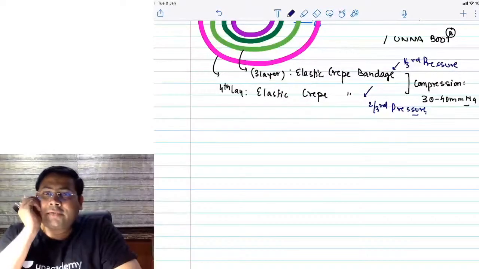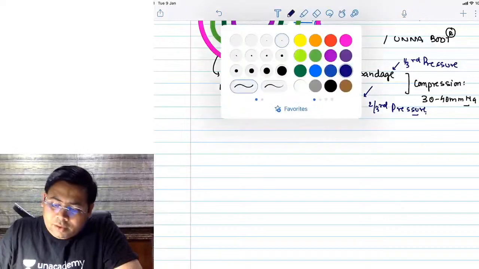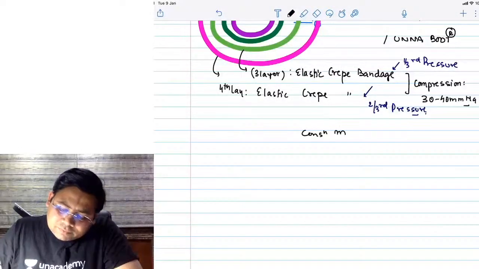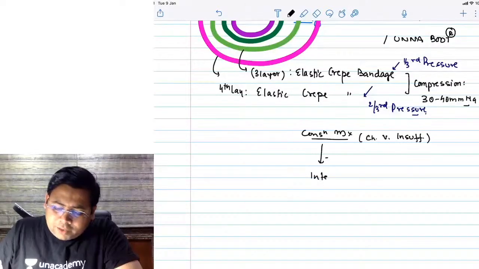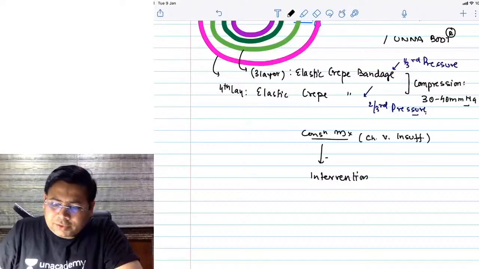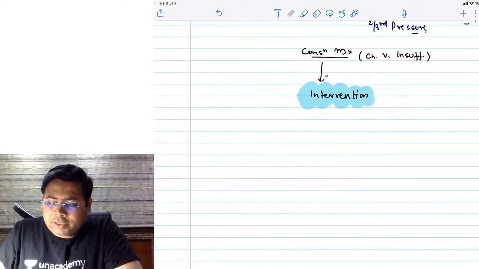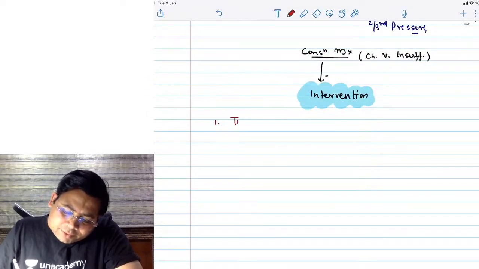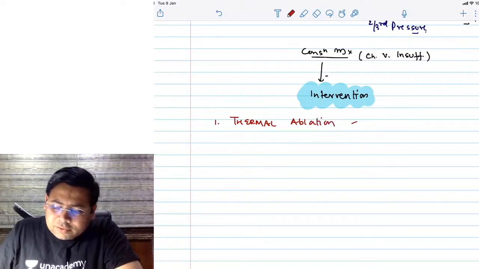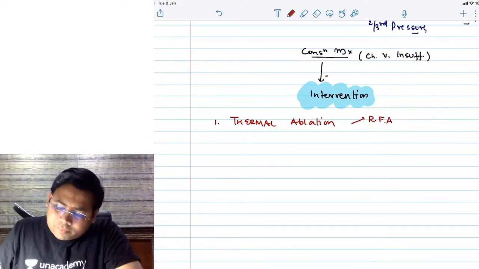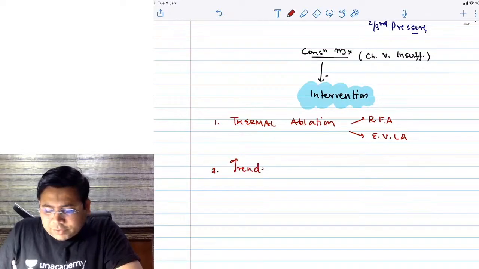Now, the next very important thing that we all have to understand: if this conservative management fails for chronic venous insufficiency, we'll plan what? Intervention. When you talk about intervention, there are three standard interventions that we do. What are they? Let us see. It can be thermal ablation. In thermal ablation, we have two things: radiofrequency ablation and EVLA, endovenous laser ablation. The second is Trendelenburg surgery.